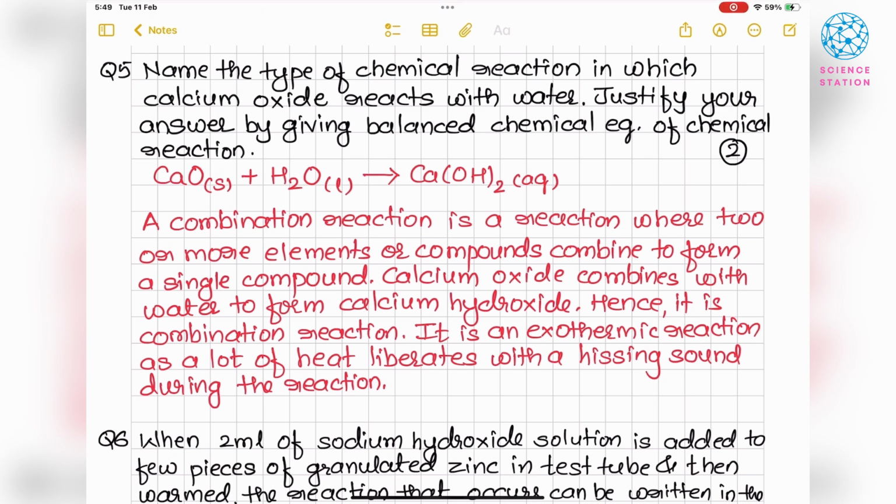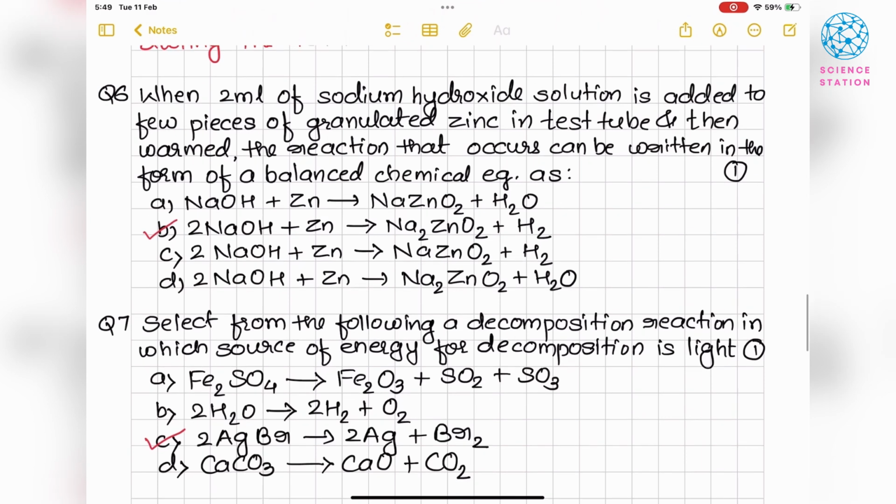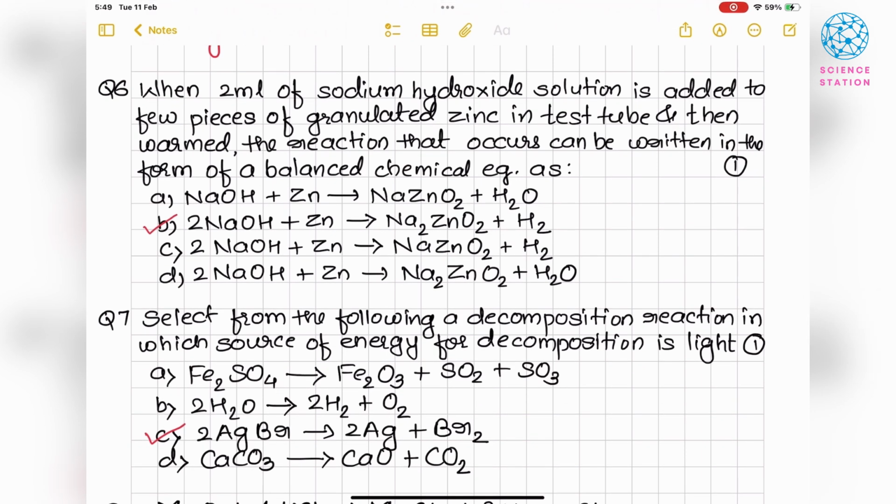2NaOH plus Zn gives Na2ZnO2 plus H2, 2NaOH plus Zn gives NaZnO2 plus H2. So if you see carefully here, the B equation is the balanced one, as all the metals and non-metals on the left hand side and RHS side are equal.